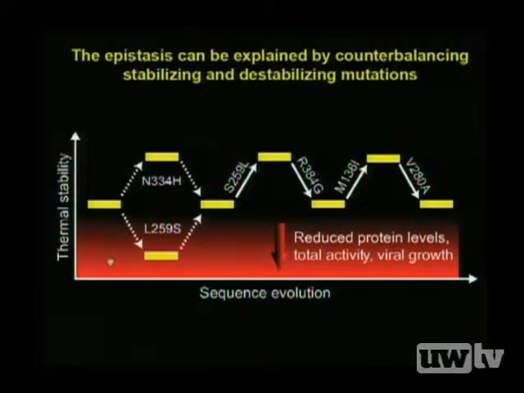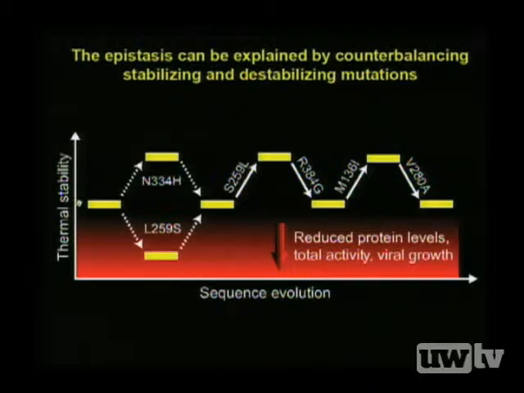So here's the mental picture that we've tried to synthesize from all of these experiments. We believe that this plot represents a relationship between the thermal stability of this protein and its contribution to viral fitness, which is to say that the protein has to have some minimal amount of stability, which appears to be something like 41 or 42 degrees, in order to remain well folded in its actual environment, which is a human cell.